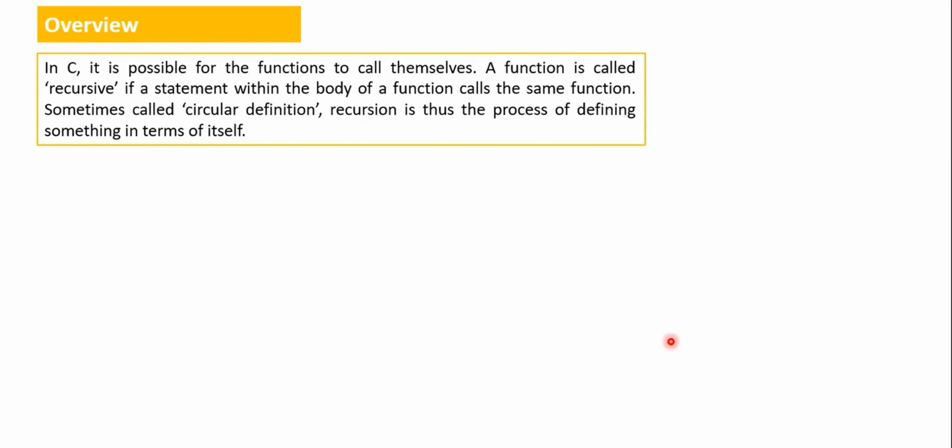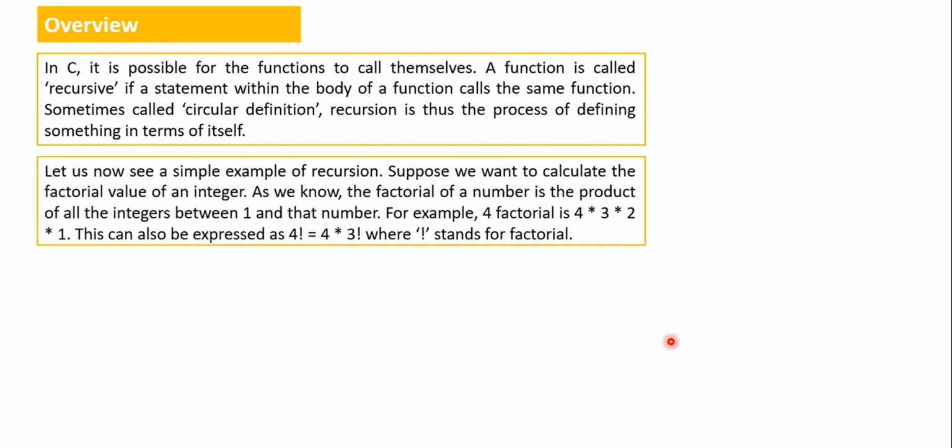That means a function is called recursive if a statement within the body of a function calls the same function, sometimes also called a circular definition. Now recursion is thus the process of defining something in terms of itself. Let's now see a simple example of recursion.